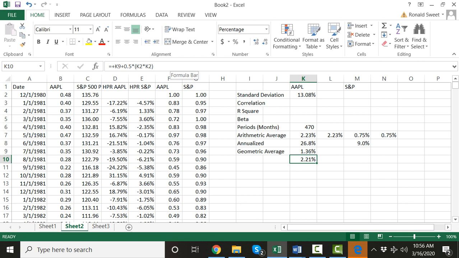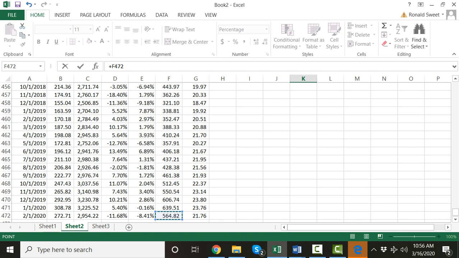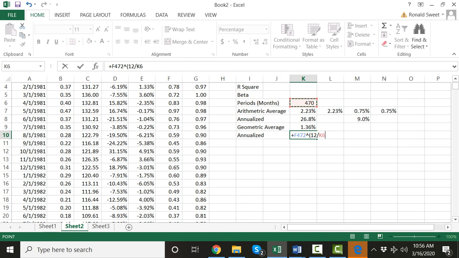And then we'll do the annualized geometric average, with the exact same formula. We'll go grab that 564.82, and we'll raise it now not to the 1 over 470, but to the 12 over 470, minus 1. And then you see their annualized geometric average.